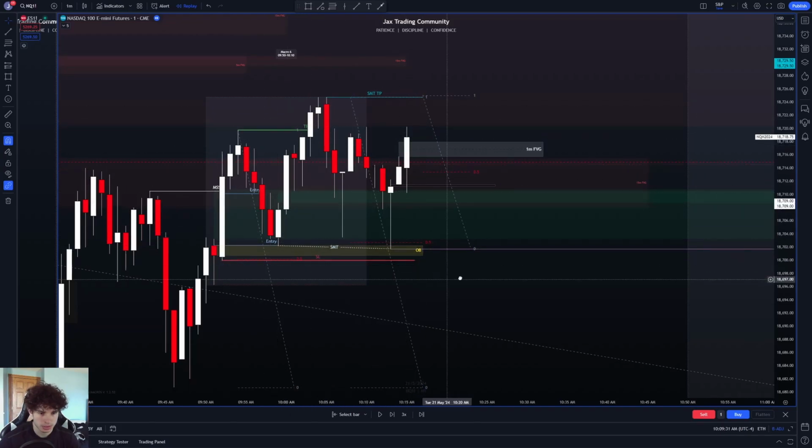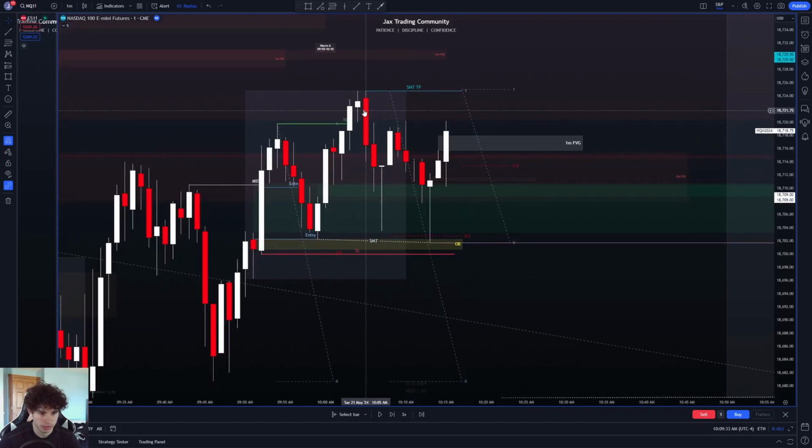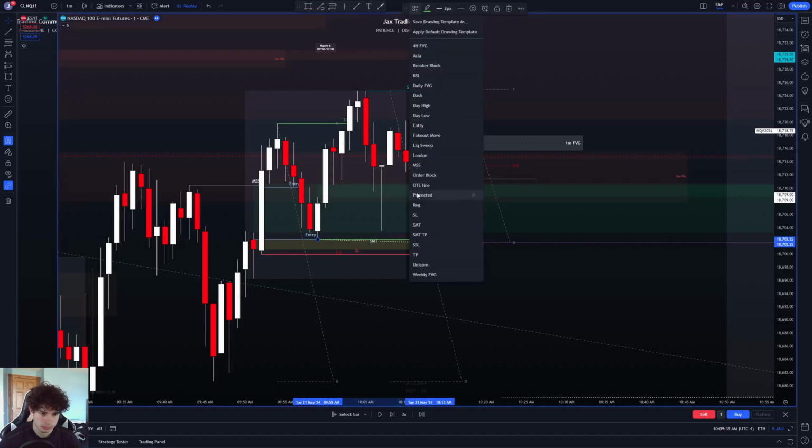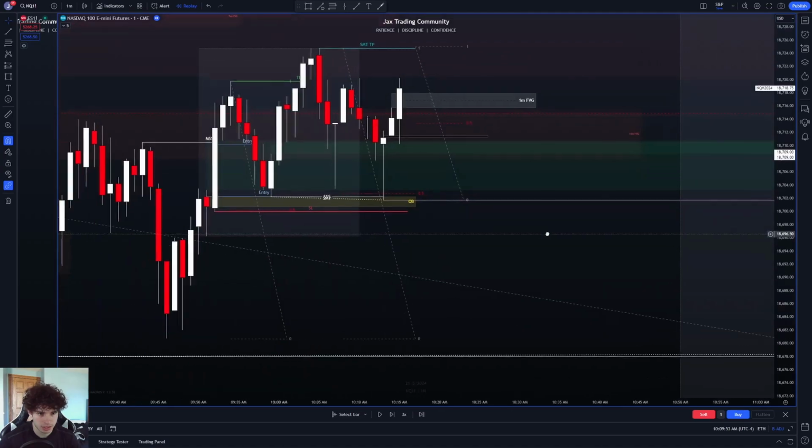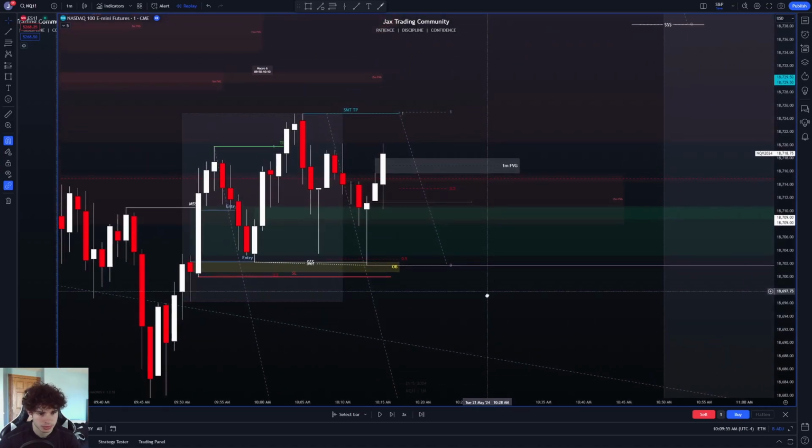So a couple things in this move right here. We retrace down. Number one, we sweep this low. Number two, we form an SMT. Number three, this candle actually wicks below this 50% and taps discount. So all these together sets us up for a very bullish move.